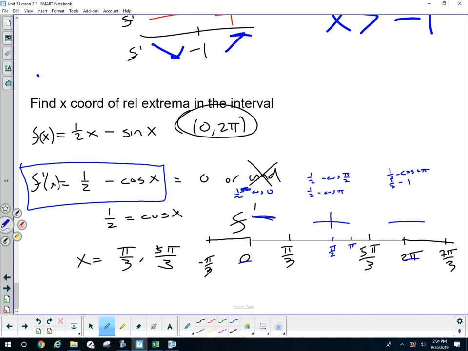So I think, through this analysis, knowing that f is going to be going down on my interval, then up, then down, that this is the location of a min, and this is the location of a max.